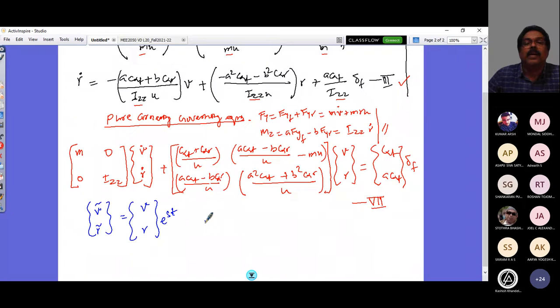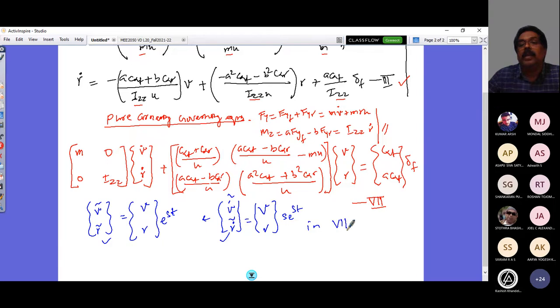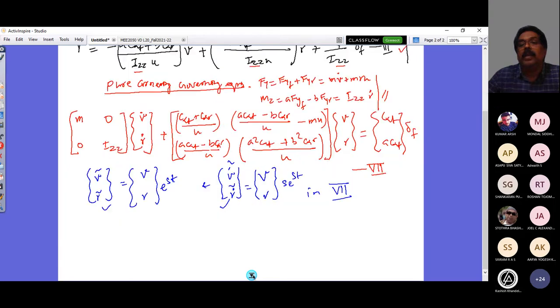So I just consider this function as the V R vector. And its differential is what? V R dot, because it is a time derivative, and it's going to be S times e raised to st. Substituting these two in equation number 7, I will be able to get my algebraic equation. S is a constant called a Laplace variable.